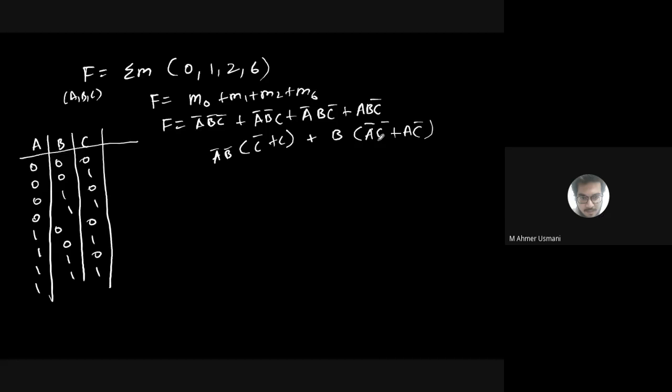I can also take b c bar as common. I can have c bar also as common. Okay, so what will I get? a bar plus a. So what do we finally get? I'll get a bar b bar, and this becomes 1. And what is left? b c bar. So this is what I get as the final answer.